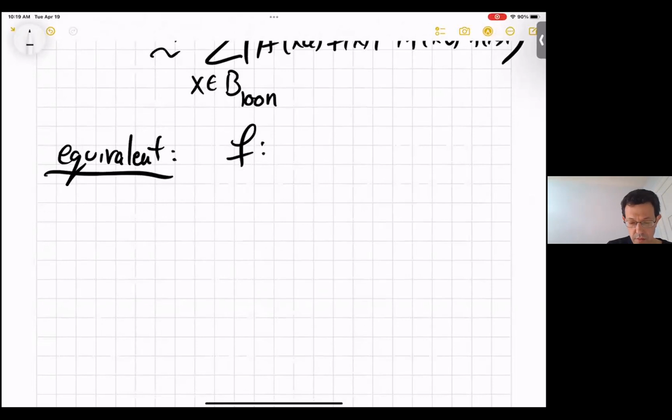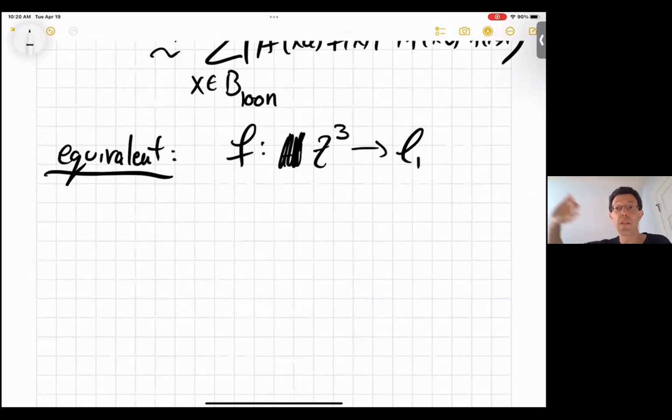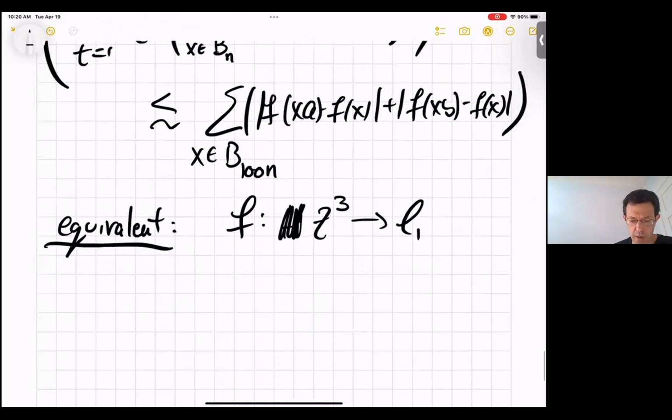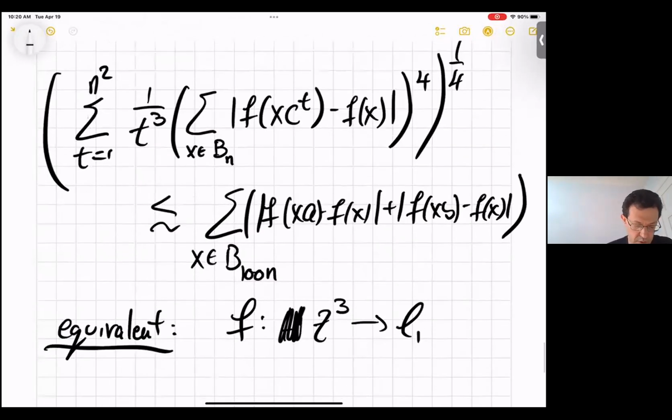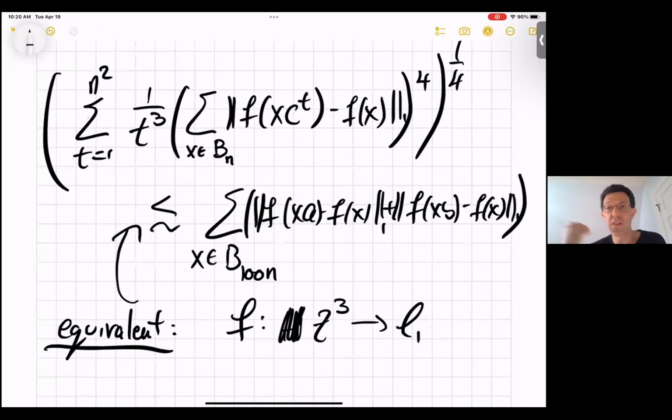from H, from Z cubed, to any L1 space. So let's say little L1. It doesn't really matter. So look at the infinite sequence space with the L1 norm, and then I'm going to write the same inequality. So this holds, but instead of absolute values, I'm going to take the L1 norm. So this is a function taking values in infinite dimensional L1 space.